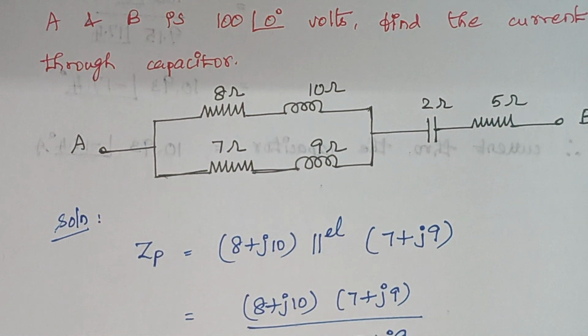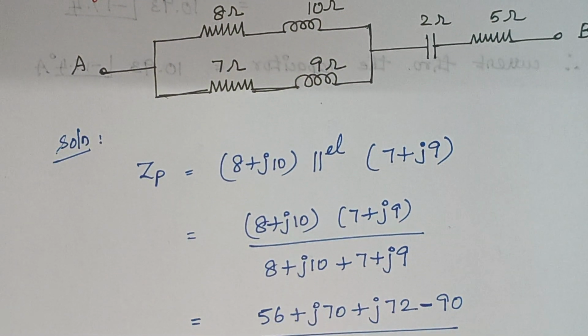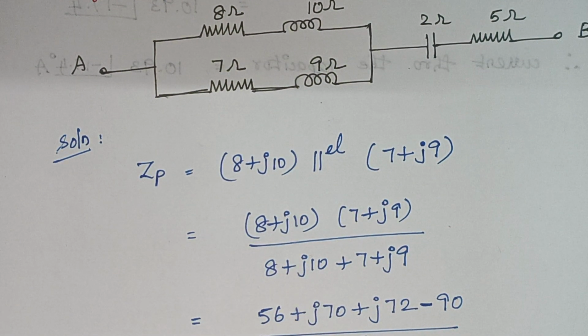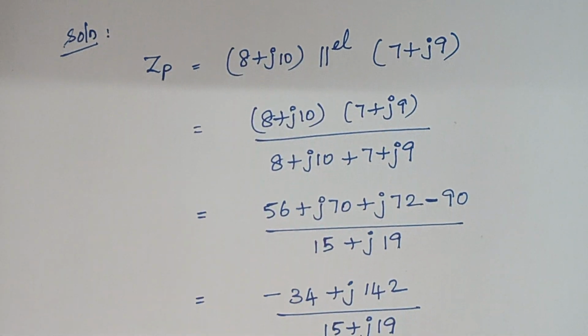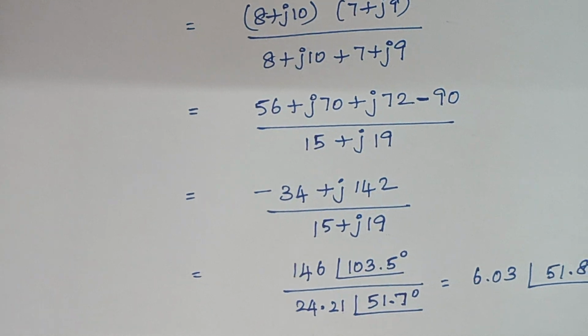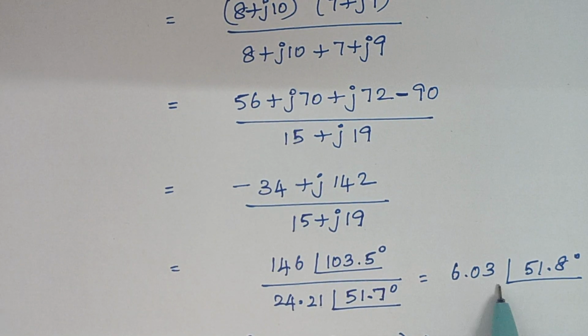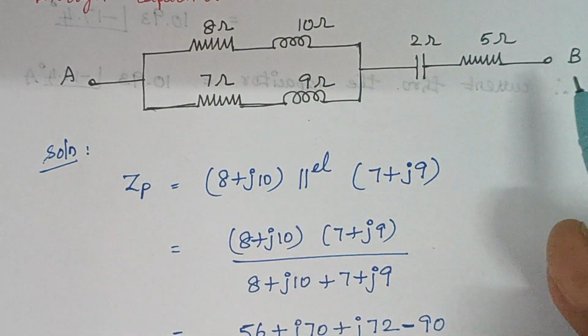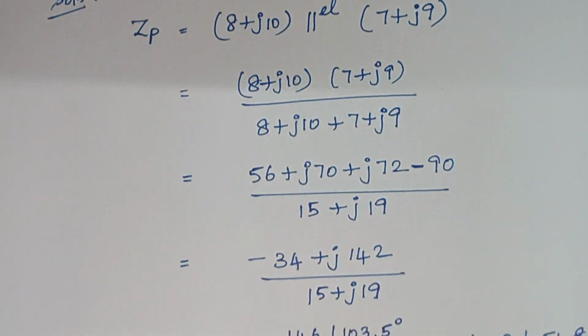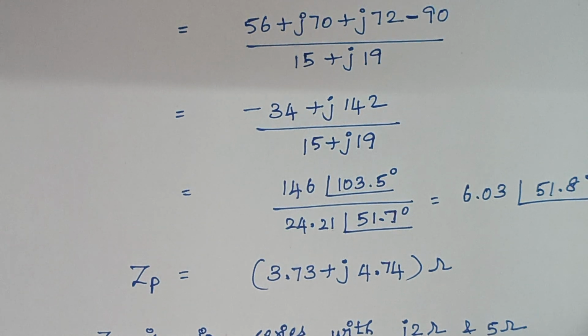So as usual, the formula is Z1 into Z2 divided by Z1 plus Z2, right? So here just substitute the values, and finally we are ending up with the answer as 6.03 with an angle of 51.8 degrees, right? Now we have solved this part, right? So the value of this parallel impedance is 3.73 plus J4.74 ohms, right?